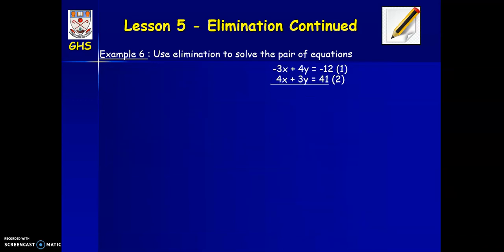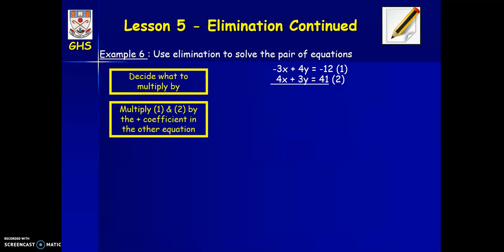So example 6, we have: use elimination to solve the pair of equations. So we have negative 3x plus 4y equals negative 12 for equation 1, and 4x plus 3y equals 41 for equation 2. Remember, we decide what to multiply by, multiply equation 1 and 2 by the positive coefficient in the other equation, follow the same procedure as before.